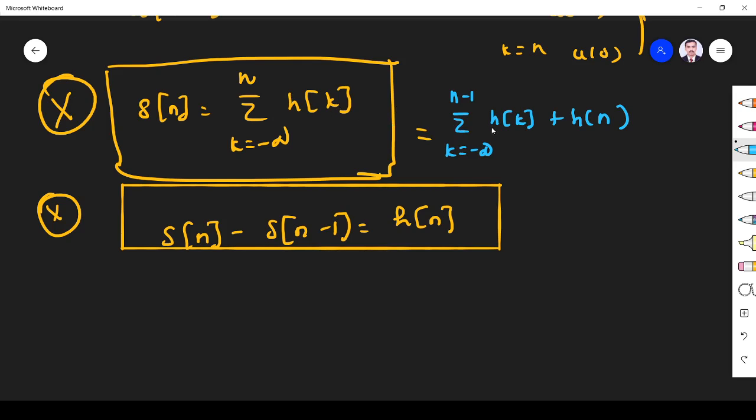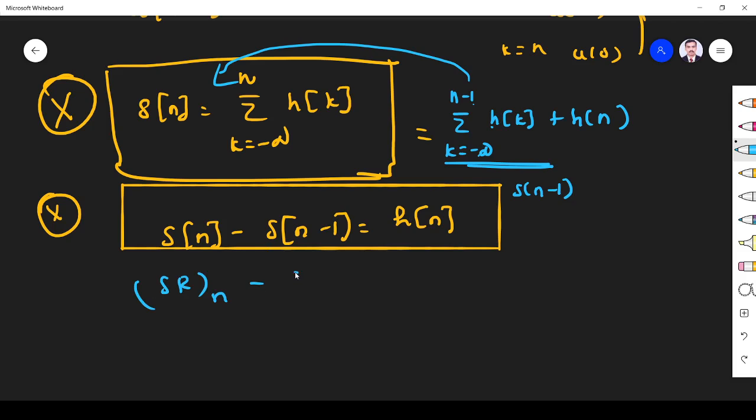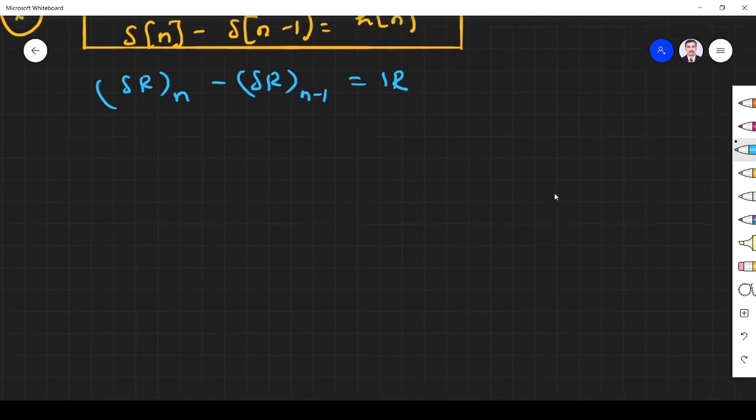Okay. Now I bring this one to the left hand side. The sum from minus infinity to n I can write as s of n, and from minus infinity to n minus 1 I can write as s of n minus 1. So s of n minus s of n minus 1 is equal to h of n. What is the thing? Step response up to n minus step response up to n minus 1 is equal to the impulse response. That we know already.